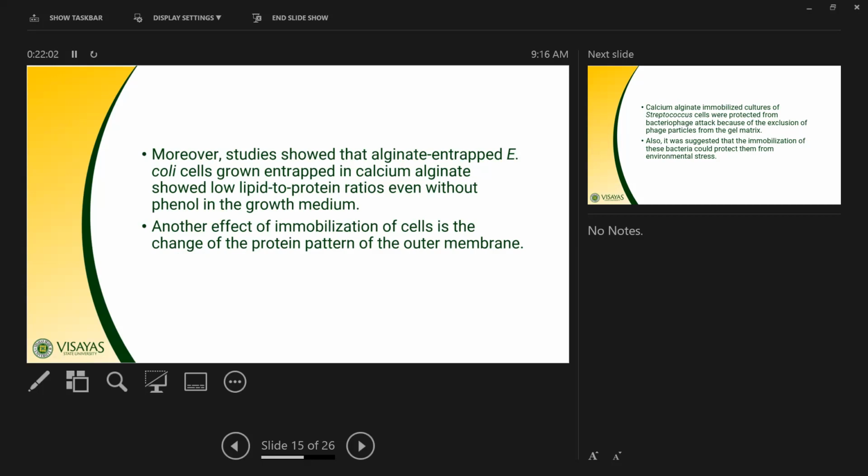Even though without the supplementation of the phenol in the growth medium. Okay. So another effect of immobilization of cells is the change of protein pattern of the outer membrane because there is an interaction between the proteins and the cell wall, right? So there are many different kinds of proteins that are attached to the cell wall, either gram-positive bacteria or gram-negative bacteria. I mean, there is a change of the protein pattern.